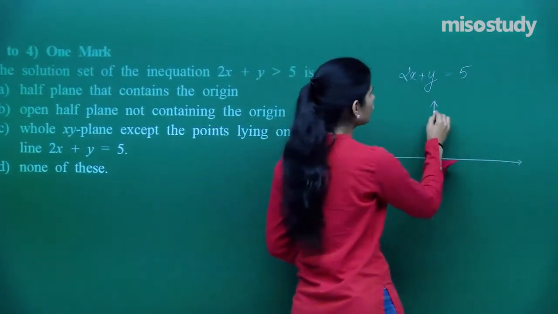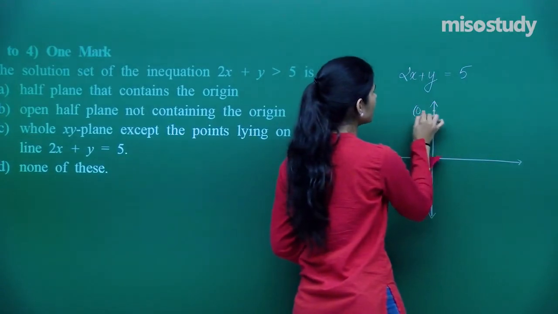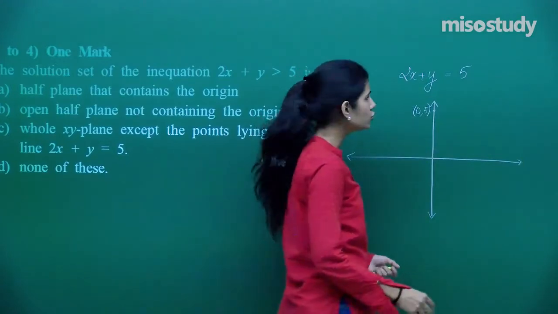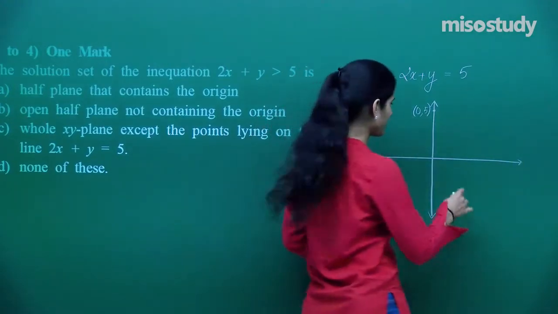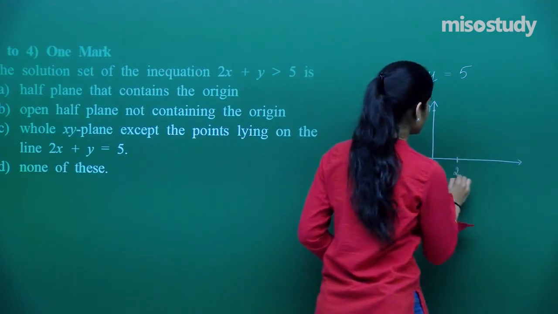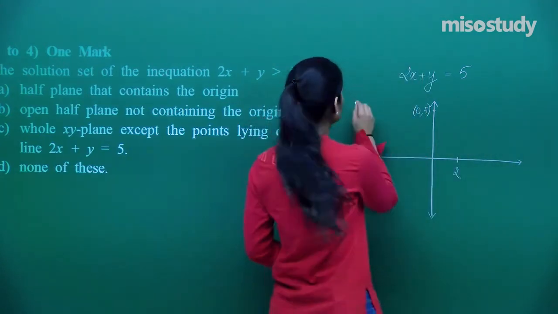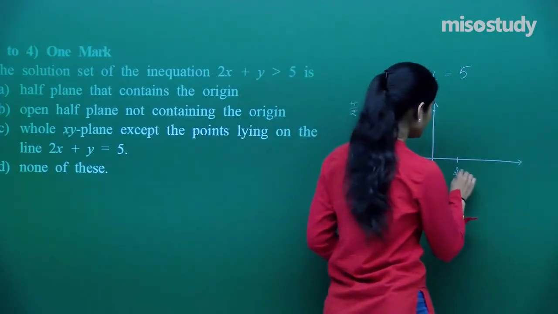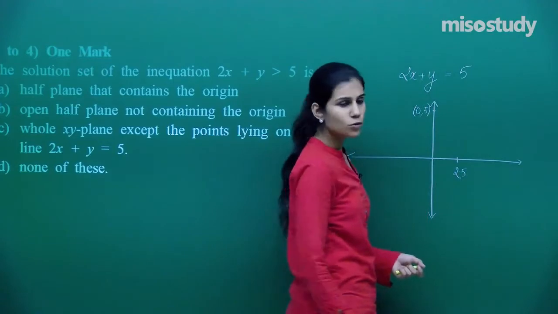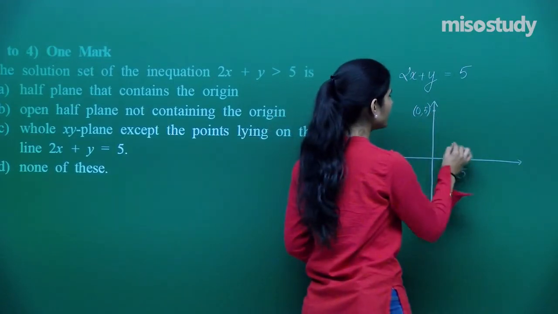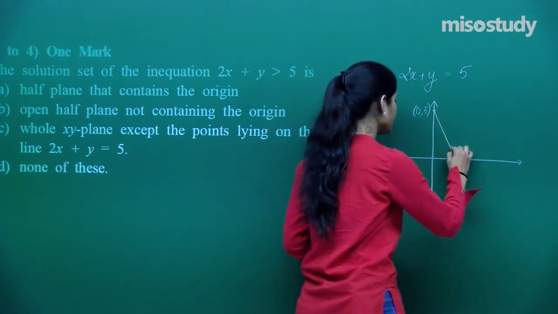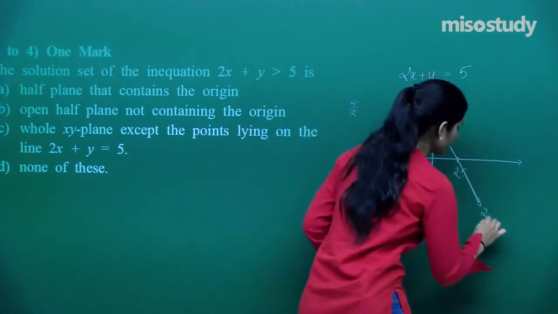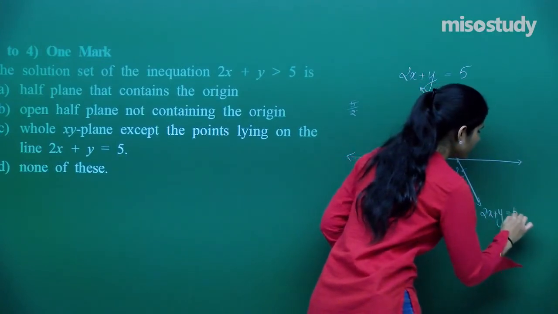When you put x equals 0, y turns out to be 5. So suppose this point is (0, 5). When you put y equals 0, x turns out to be 5 by 2, which is 2 point something. So when you have 5 by 2, you get 2.5. If this is 2.5, you have this point and this point. When you join and extend, you get the straight line 2x plus y equal to 5.